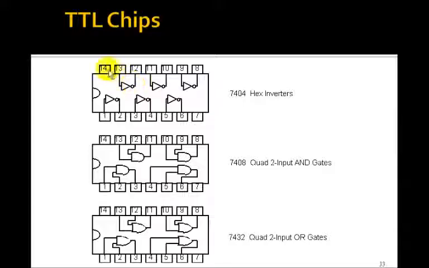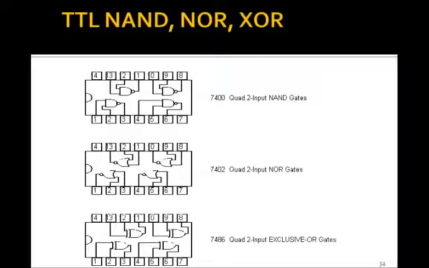They require 5 volts. The 5 volts goes here on pin 14. In this case, the ground would be connected to 7. So this 7404 has 6 hex inverters, or NOT gates, in them. 7408 has 4 AND gates in them. You can see how they're connected. It shows you the pin numbers. This would be 5 volts. This would be ground. 7432 has 4 OR gates. So with this small chip, you can get 4 OR gates.